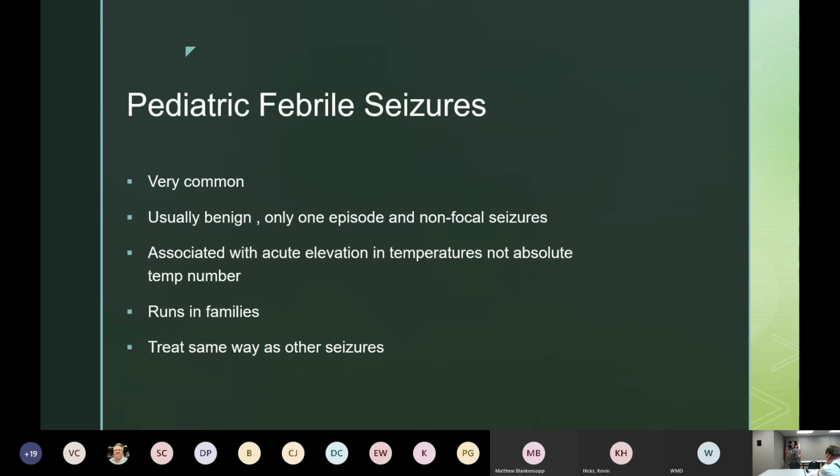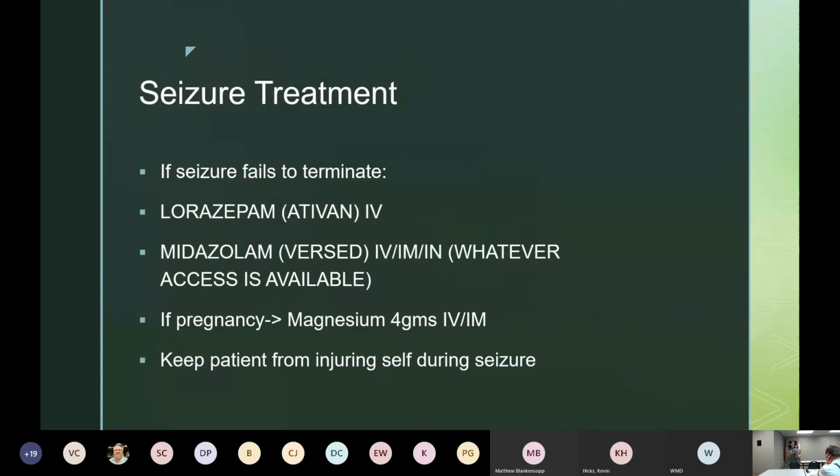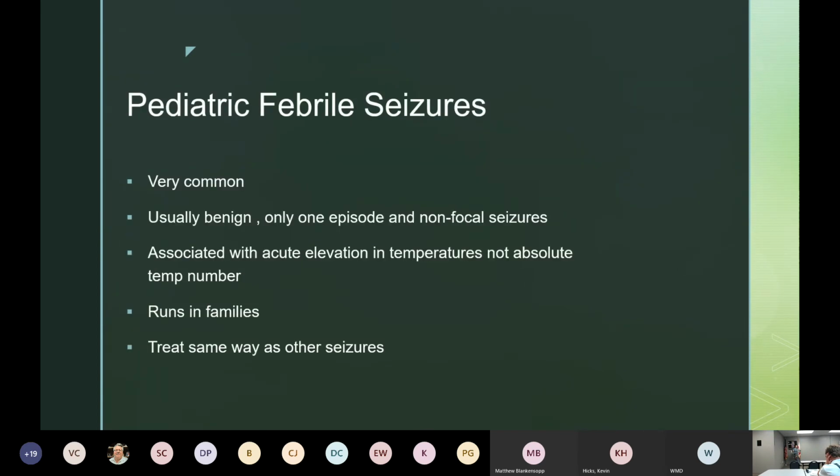Probably the biggest thing also to be concerned about if you have an older person that has a new onset seizure, no history of seizures, is an intracranial hemorrhage. That's basically intracranial hemorrhage until proven otherwise if you had an older person that has a new onset seizure without any history of seizures.